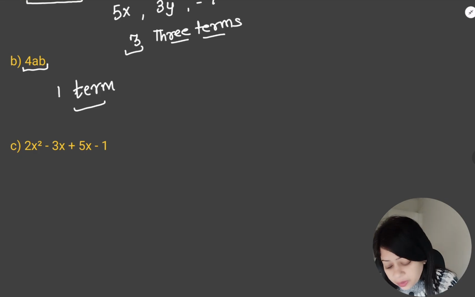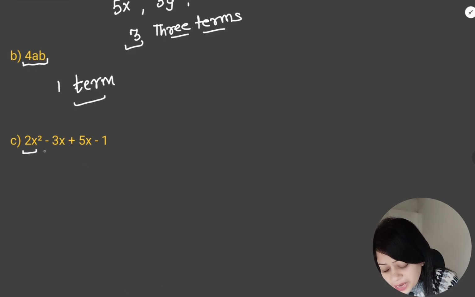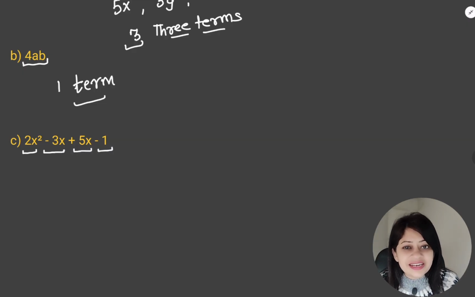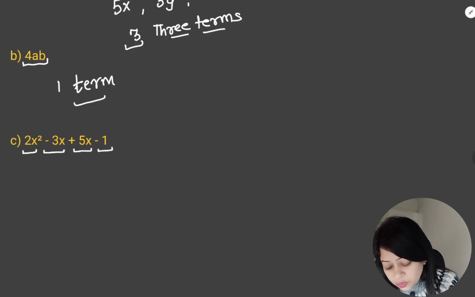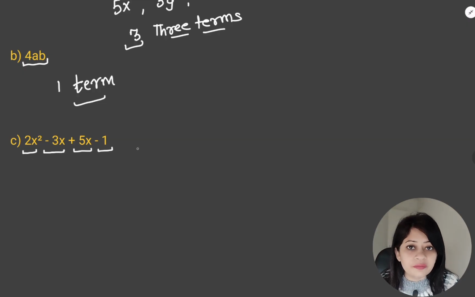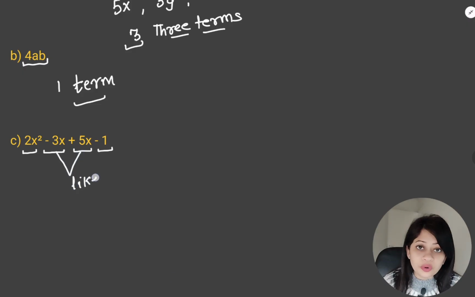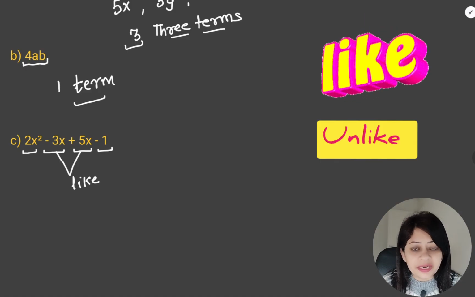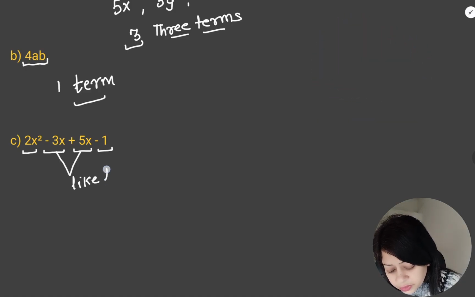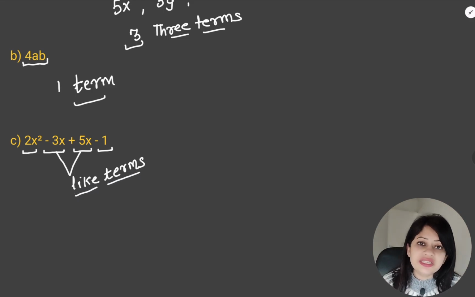Now here, you see, okay? What do we have? 2x square, minus 3x, plus 5x, minus 1, right? This is a little bit tricky. You will not say this is 1, 2, 3, 4, we have 4 terms. You will not say that. Why? Because we can see these two terms, 3x and 5x, are like terms. Though I haven't told you yet what are like and unlike terms, I will introduce it further. But I'm just telling you here that these are like terms which are the same.